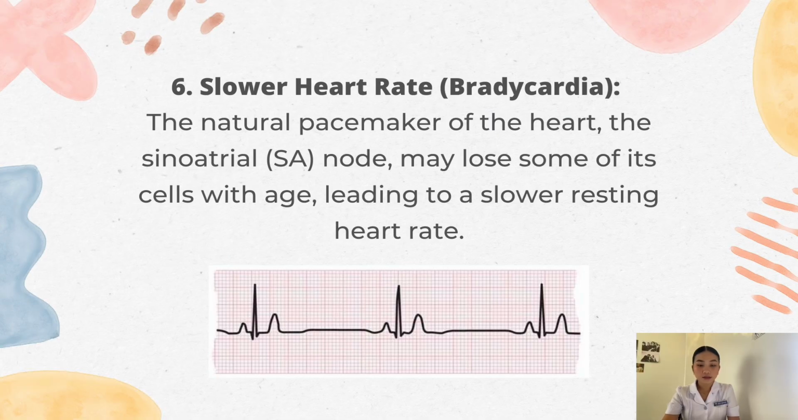And sixth is slower heart rate. The natural pacemaker of the heart, the sinoatrial node, may lose some of its cells with age, leading to slower resting heart rate. So as we age, the sinoatrial node may lose some of its cells. This can cause the heart to beat more slowly, a condition known as bradycardia.